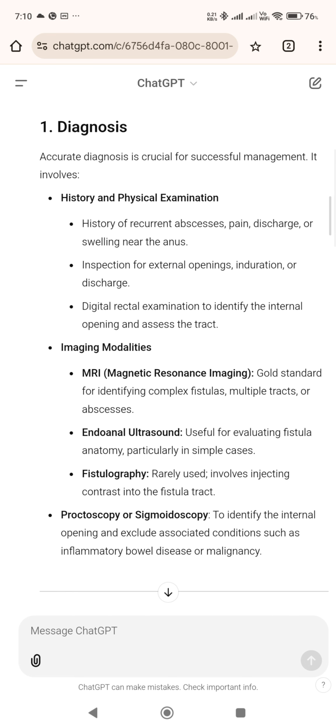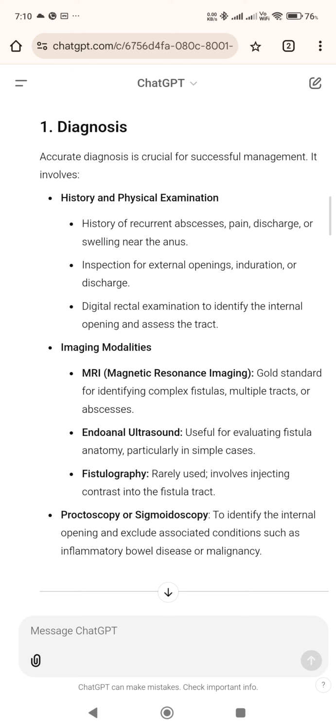It involves history and physical examination: history of recurrent abscesses, pain, discharge, or swelling near the anus; inspection for external openings, induration, or discharge; and digital rectal examination to identify the internal opening and assess the tract.